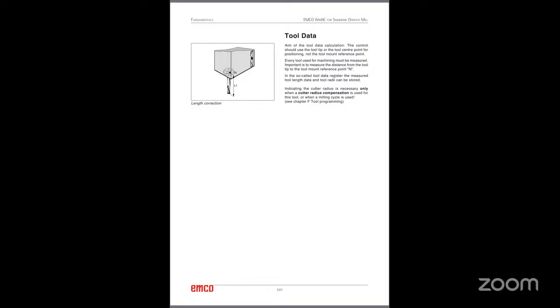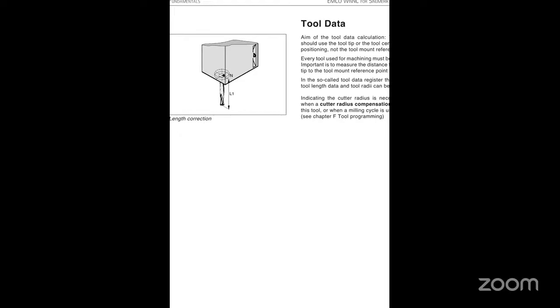So next is tool data. This is a very important concept, tool data measurement. If we do not give the correct tool data, what will happen? We should give the tool data correctly. Otherwise, the tool will hit the workpiece, or we will not get the correct depth of cut, or it will damage the workpiece.